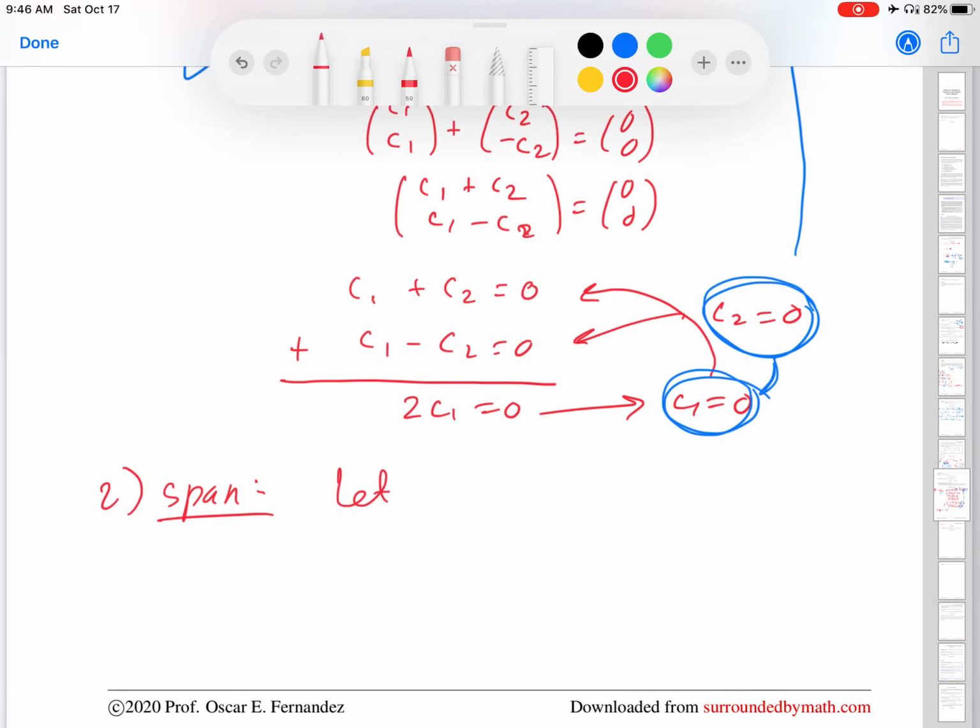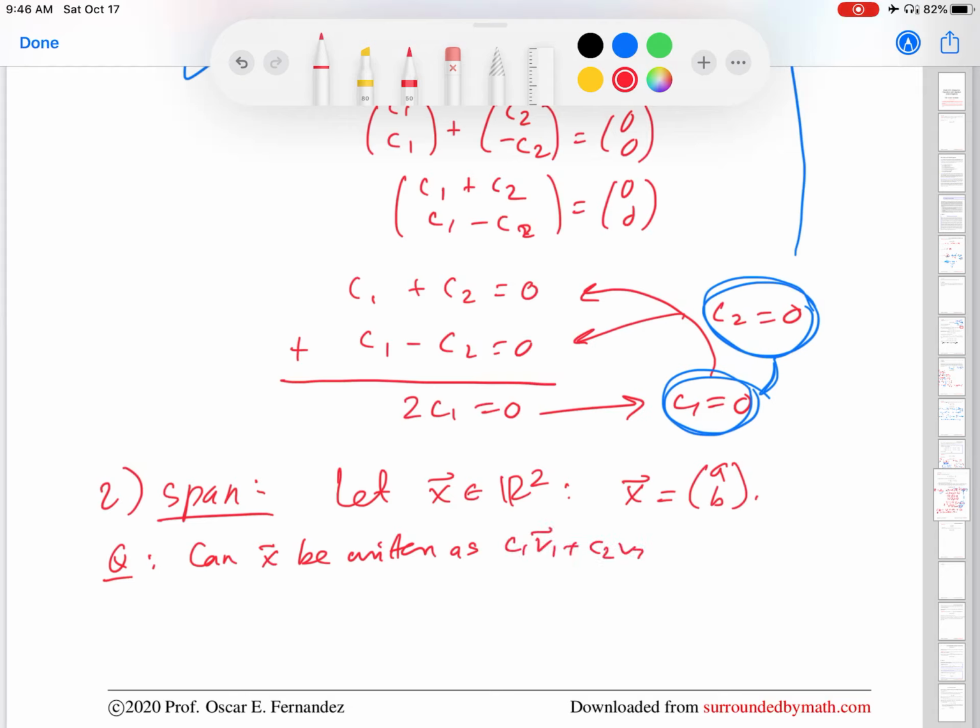So I'm going to let x be a vector in R2. So x, I'm going to say, has the form (a, b). Question: can x be written as c1v1 plus c2v2? So that is the question for span, right? Can I decompose a general element of the space as a linear combination of v1 and v2? So what does that mean?